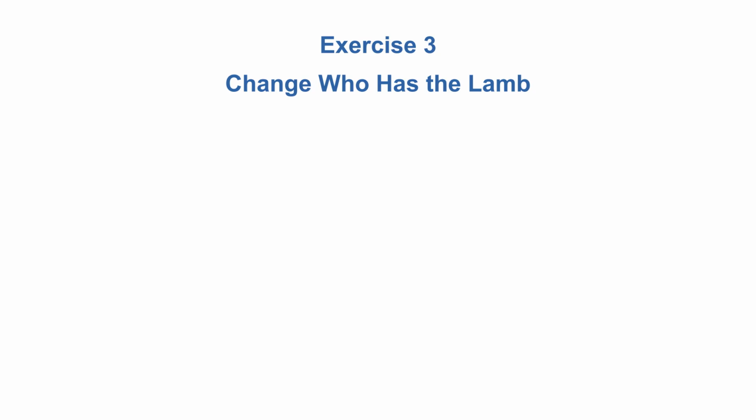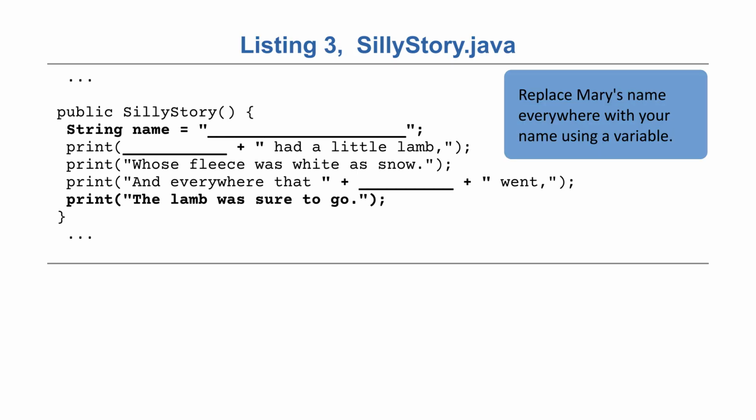Exercise 3. Change who has the lamb. Replace Mary's name everywhere with your name using a variable. Run it. What happened? It should have printed the nursery rhyme using your name instead of Mary's, and should have the appropriate spacing surrounding your name.